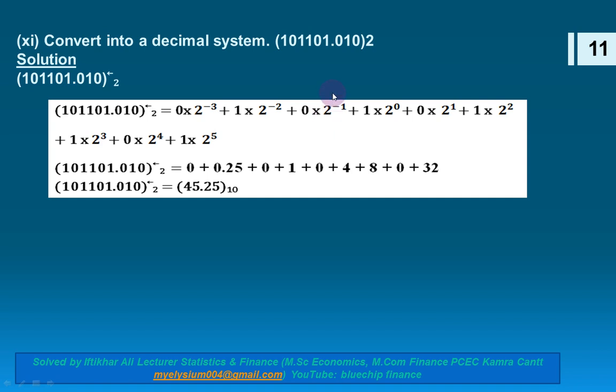After that, we take power 0, 1, 2, 3, 4 and 5. And these powers, for those elements to the left of the point, are taken as positive powers. So 1 multiplied by 2 raised to power 0 plus 0 multiplied by 2 raised to power 1 plus 1 multiplied by 2 raised to power 2, and so on. And after that, we just solve the powers, and the answer will be 45.25.